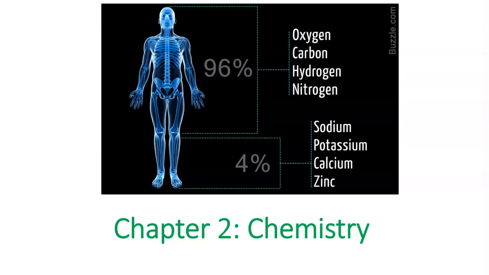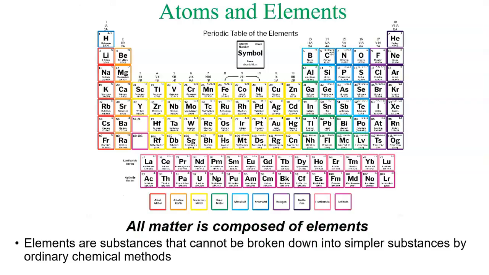The majority of our body is going to be composed of these 4 elements: oxygen, carbon, hydrogen, and nitrogen. And then we also have some other elements that are important: sodium, potassium, calcium, and zinc. And as we go through the semester, you'll see how these play an important role. But understanding how these molecules work together is the basis of A and P, and understanding how our bodies work.